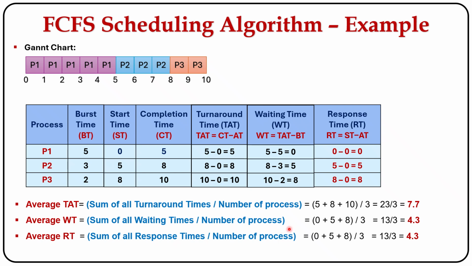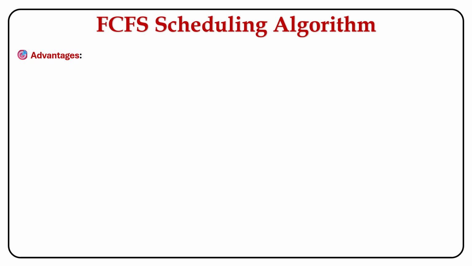So the response time for process P1 is 0, for process P2 is 5, and for process P3 is 8. So by substituting in the formula, we get 0 plus 5 plus 8 divided by 3, which is equivalent to 4.3. So, hope you are clear on the FCFS scheduling algorithm with this example problem.